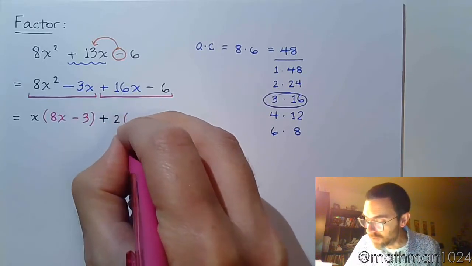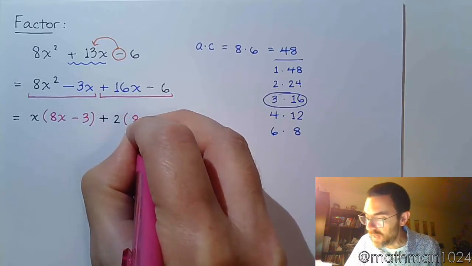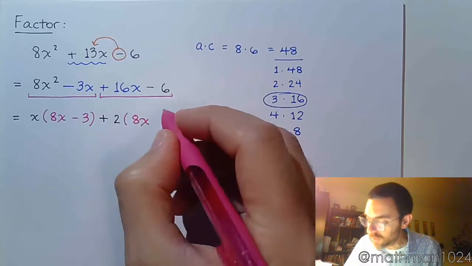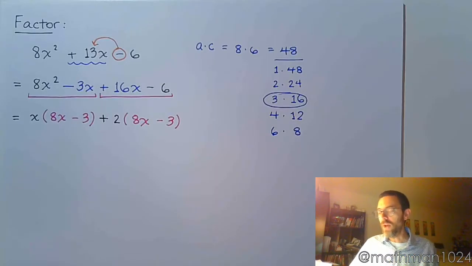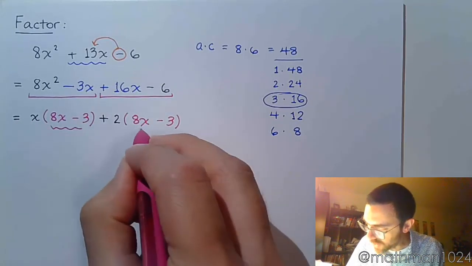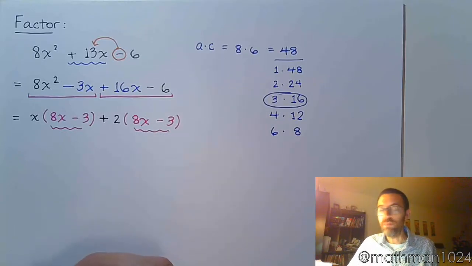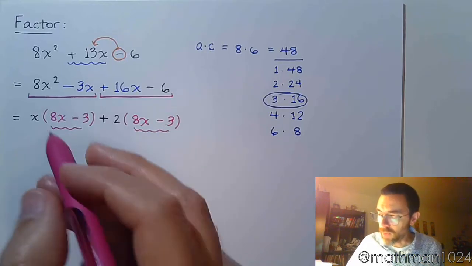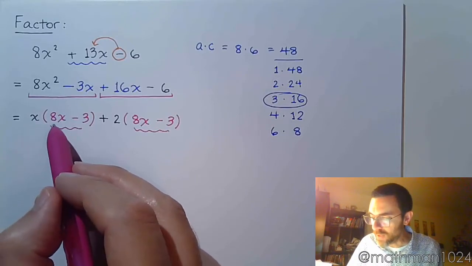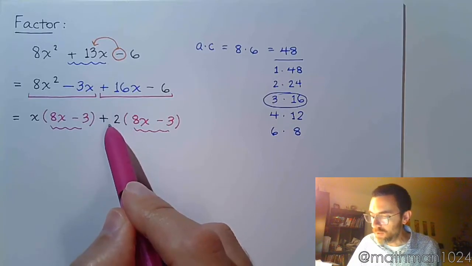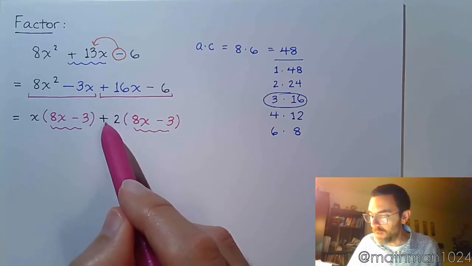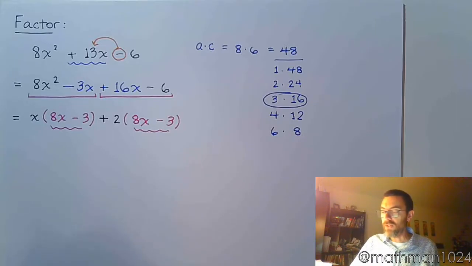So 16 divided by 2 is 8. So we've got 8x. And then negative 6 divided by 2 is negative 3. And you know that you're on the right track when these are exactly the same. These are both 8x minus 3. Now before you go on, just take a moment to multiply everything out to see that it does check out. If I distribute the x back, x times 8x is 8x squared, x times negative 3 is negative 3x. And then here, 2 times 8x is 16x, positive 2 times negative 3 is negative 6.